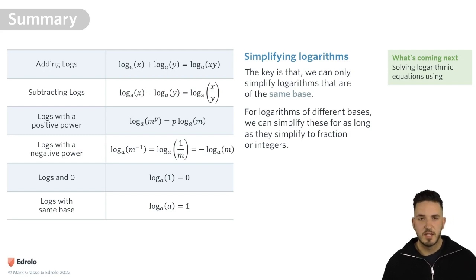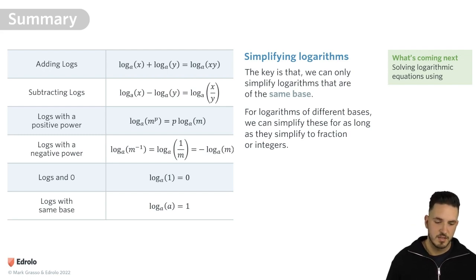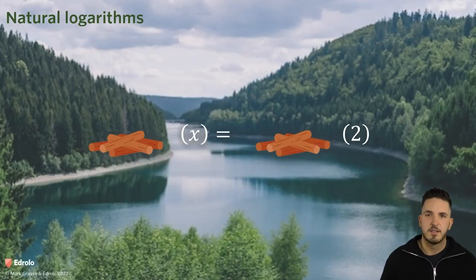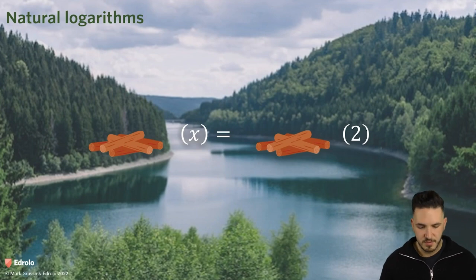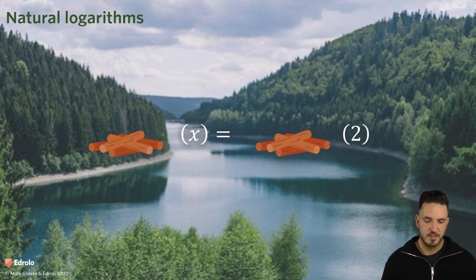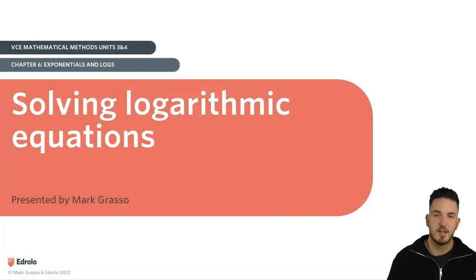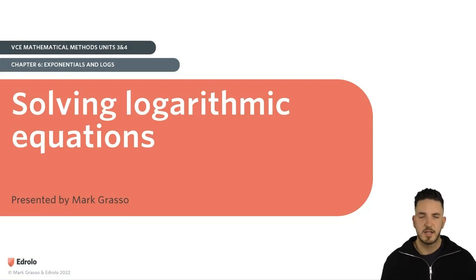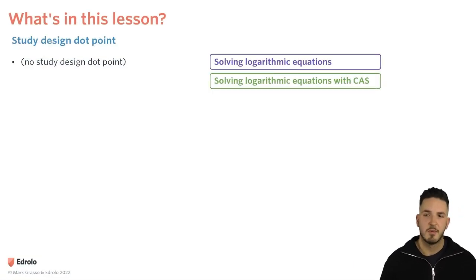In our next lesson, we're going to be looking at solving logarithmic equations using a combination of these laws that we've learnt in this lesson. And so working with natural logarithms. So we're not necessarily in a forest. We're going to be working with log base e and log base 10 and generally logarithms of the same base. However, we're going to be looking to see how we can solve for x using logs and hence solving logarithmic equations. So in this lesson, we are looking at solving logarithmic equations, and we're looking at solving them with and without the use of a CAS.